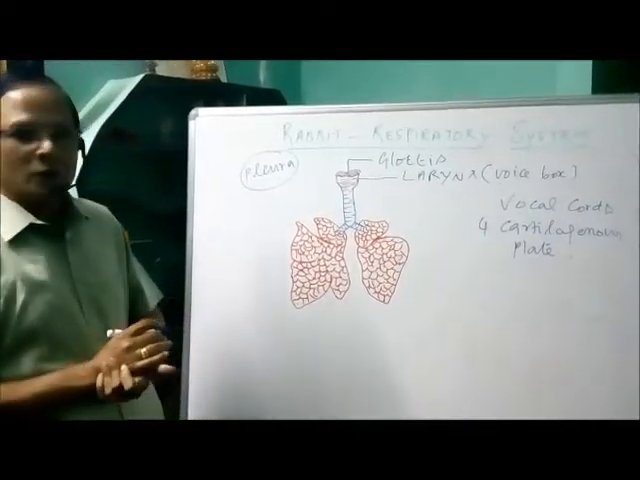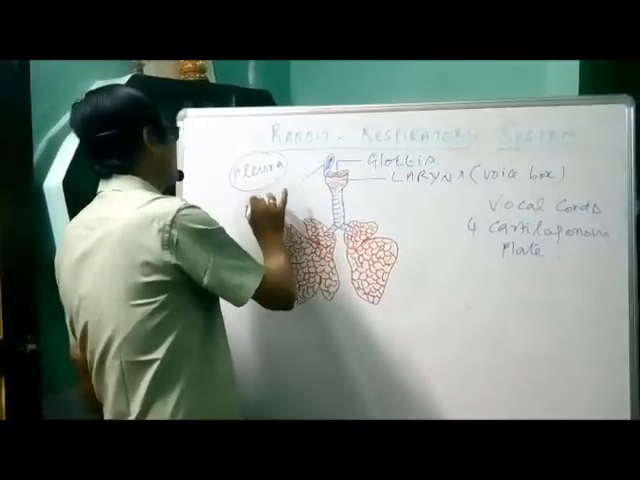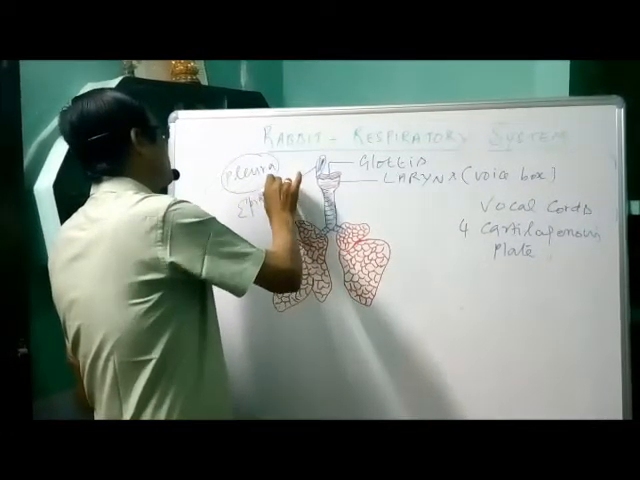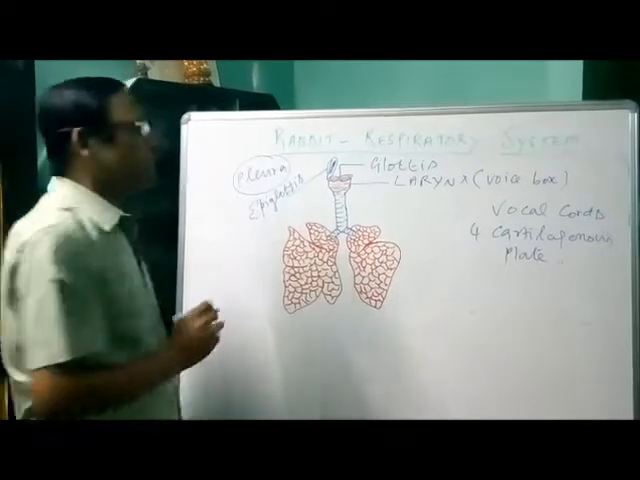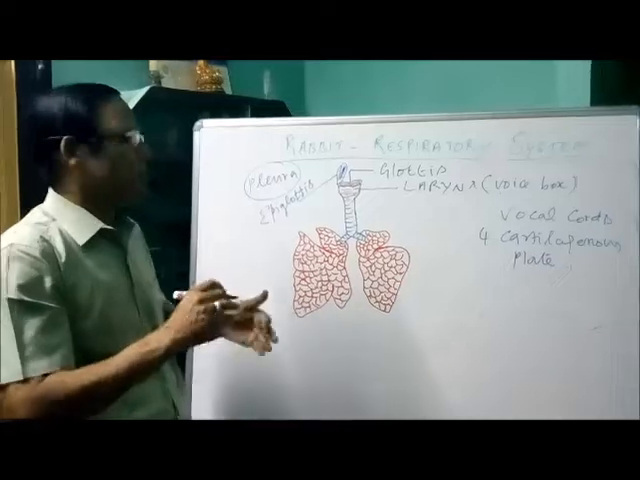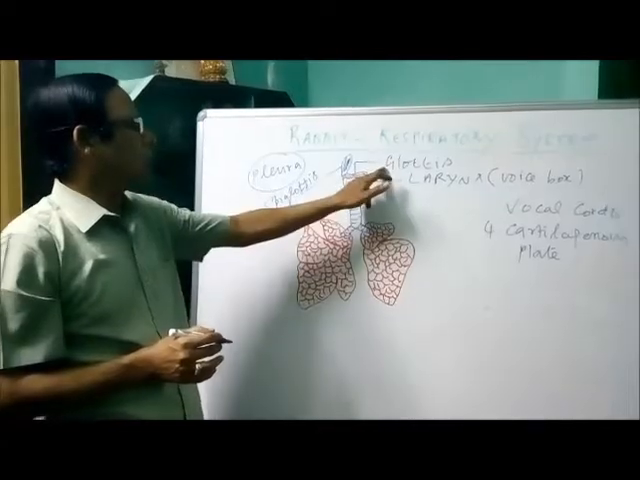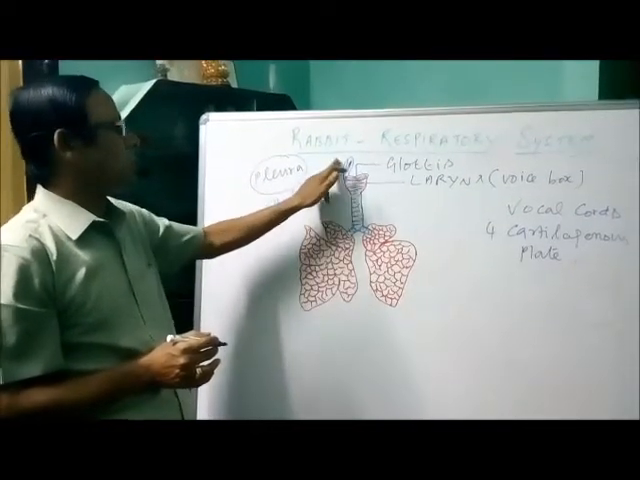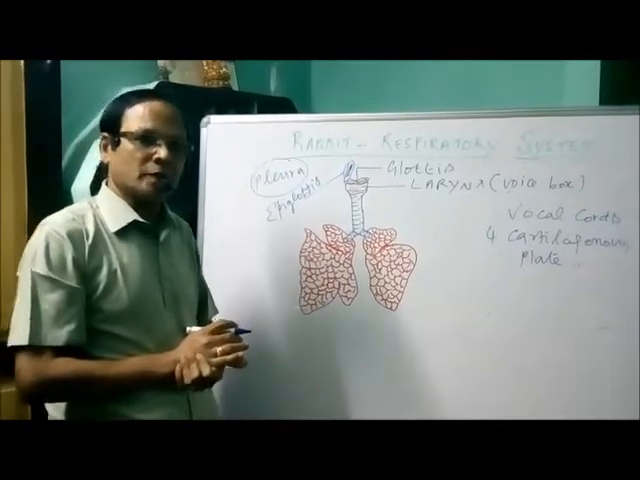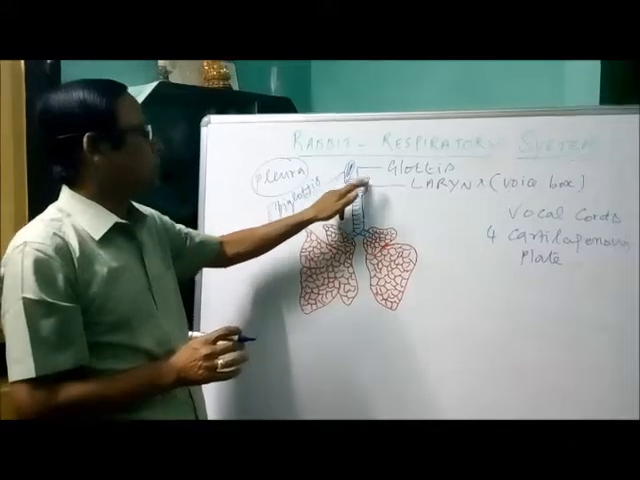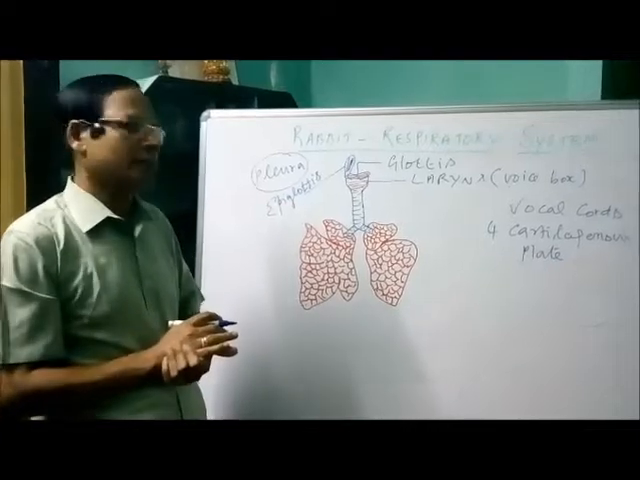Now there is a flap of cartilage called epiglottis. This one normally prevents entry of food while the animal is feeding or eating. Even in our case also, the glottis is covered by a flap of cartilage called epiglottis. It can be closed or open. At times of feeding, this epiglottis closes the glottis, the opening, and prevents the entry of food into the larynx or trachea.